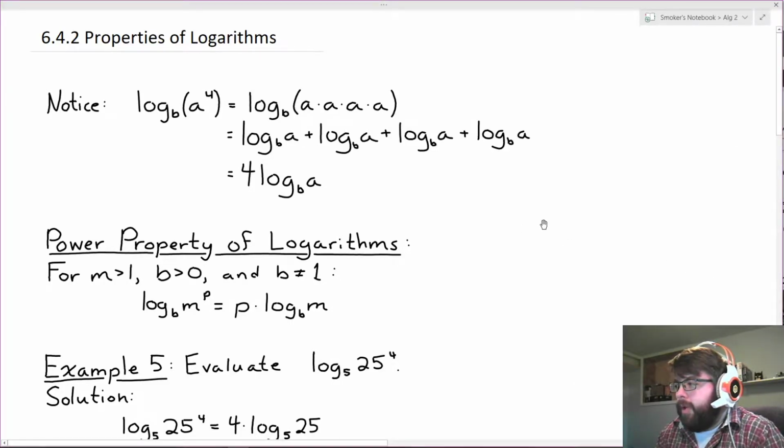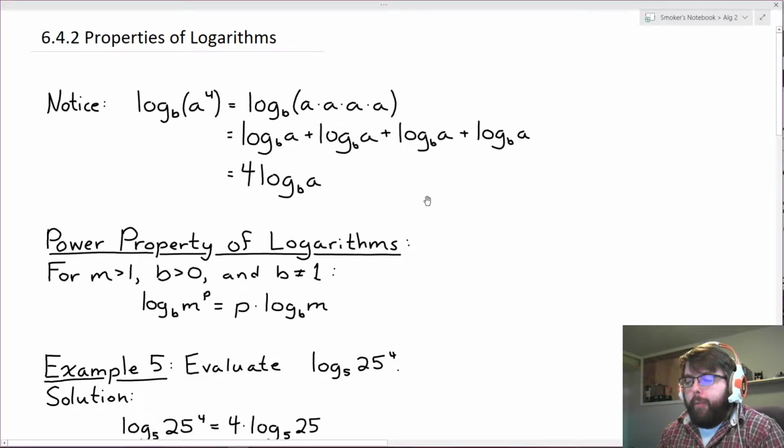Hello, Algebra 2 class. In this video, I'm going to go over Chapter 6, Section 4, Part 2, Properties of Logarithms. We covered two properties before, product and quotient. Now we're going to look at the power property.